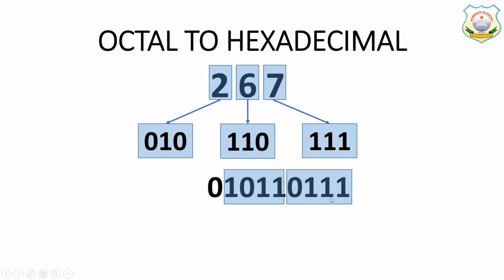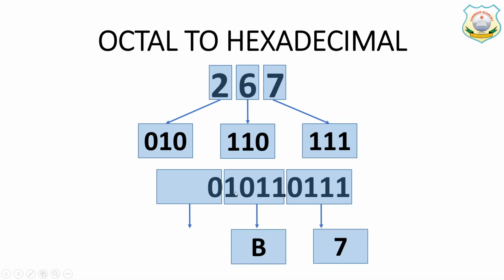So this will stand as 7. This will stand as B, that is 1011, right? And this will stand as 0. So 0B7, so it is as good as B7. So the final answer that we got is B7, and this is how you're going to convert an octal to hexadecimal, right?